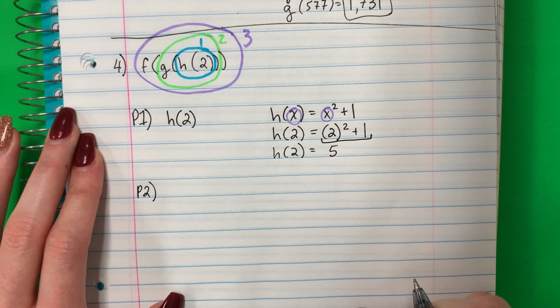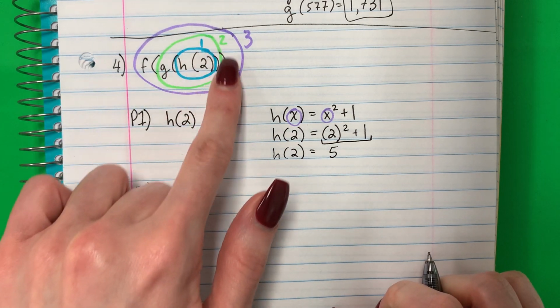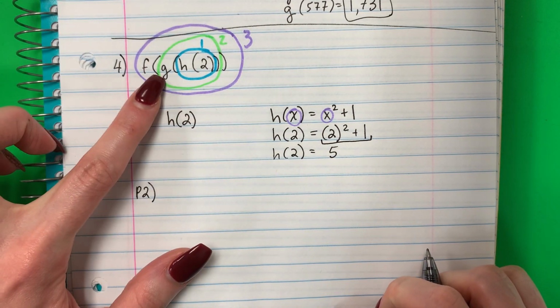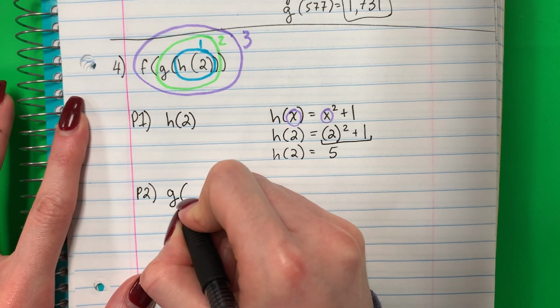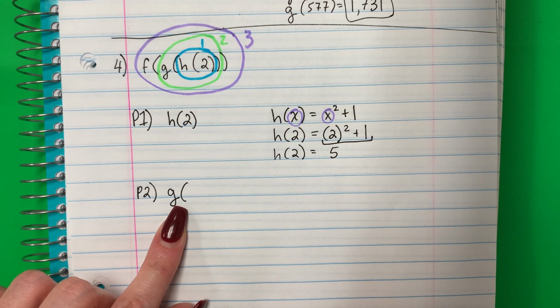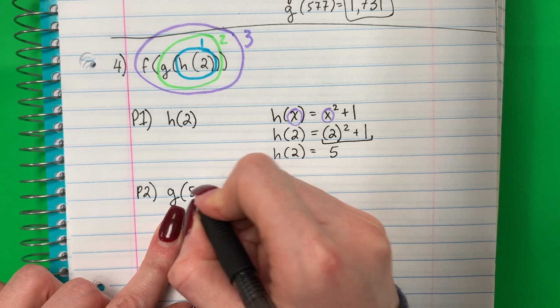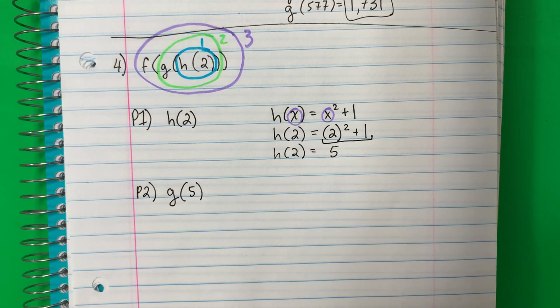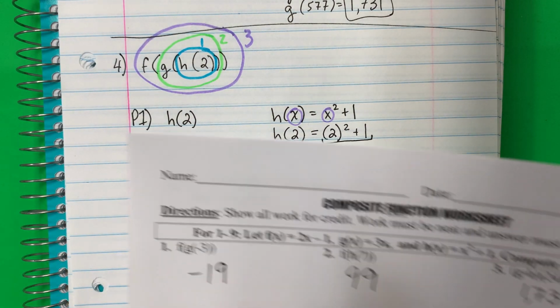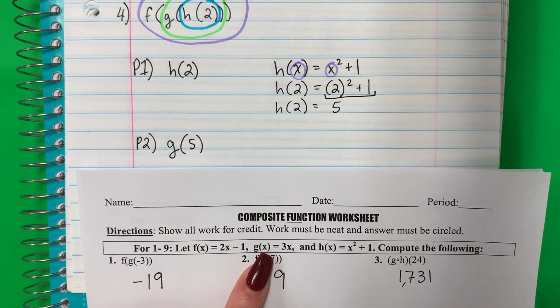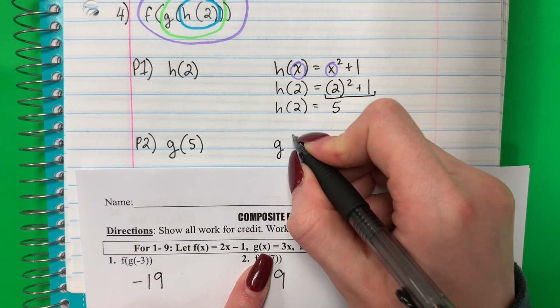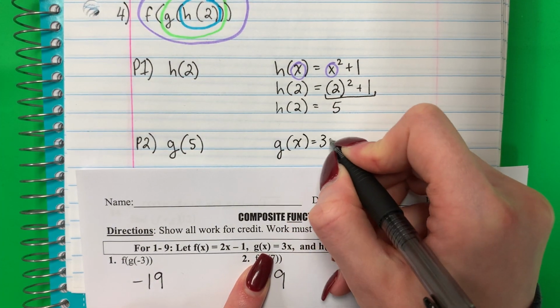Which part is part 2? ¿Cuál parte es parte 2? Right over here, the G, la G. So I'm going to do G of what? G de qué? 5. So I'm going to put that here. Let's find my equation for the G. Here is the G right over here. G of x equals 3x.